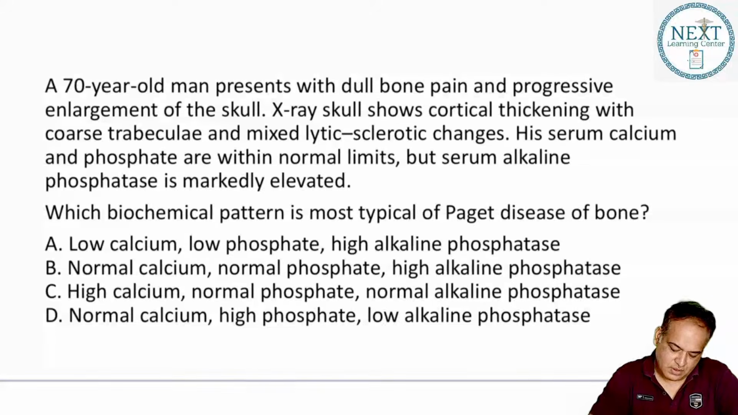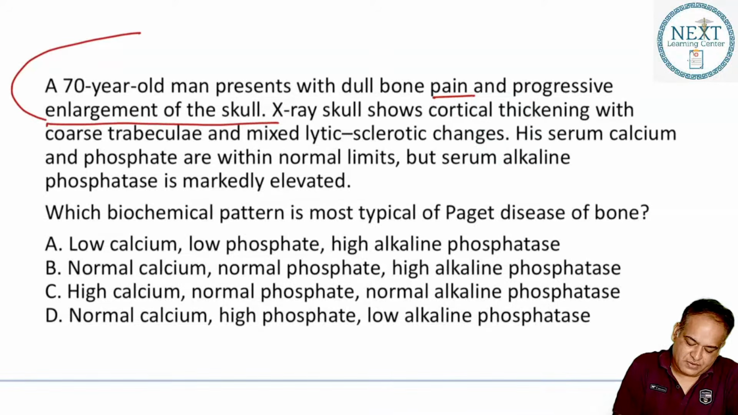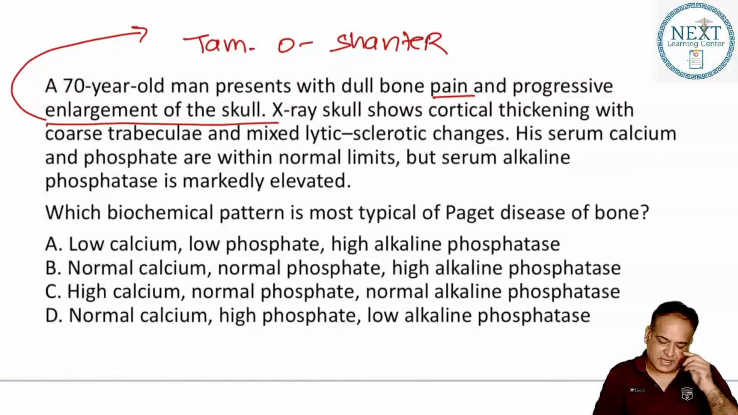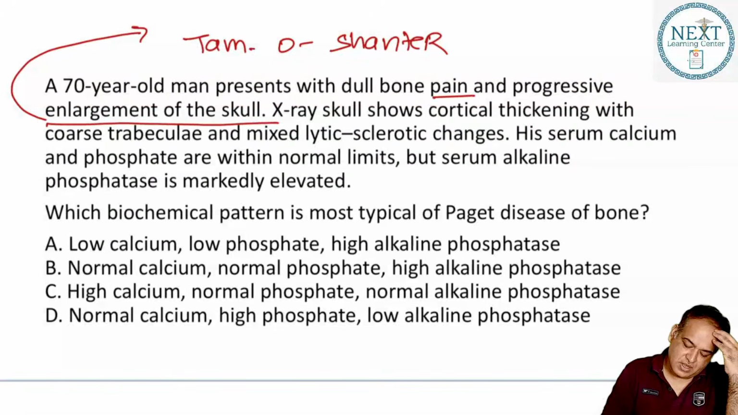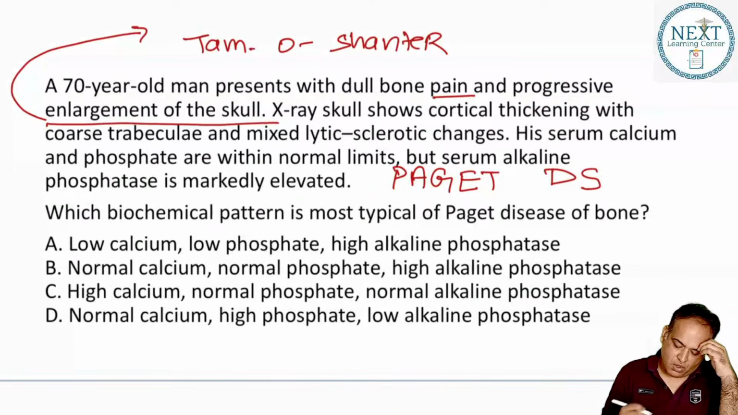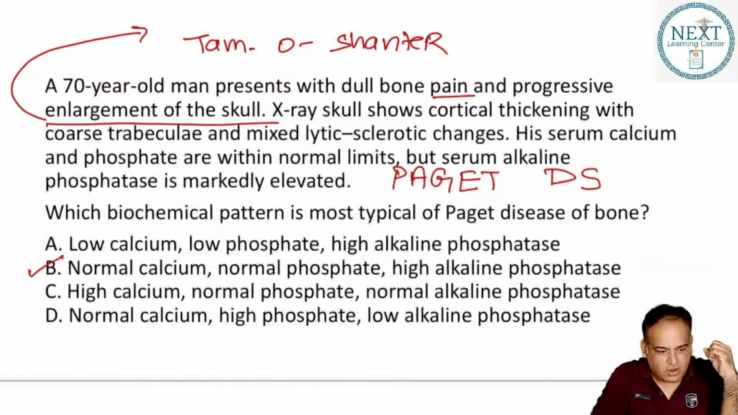Again, one more question. 70-year-old man presents with pain and progressive enlargement of the skull. It is called the Tam O'Shanter sign. X-ray shows cortical thickening with coarse trabeculae and mixed changes. Serum calcium and phosphate are within normal limits, but serum alkaline phosphatase is markedly elevated. So this is Paget disease. And what is the common pattern in Paget disease? Common pattern in Paget disease is normal calcium.